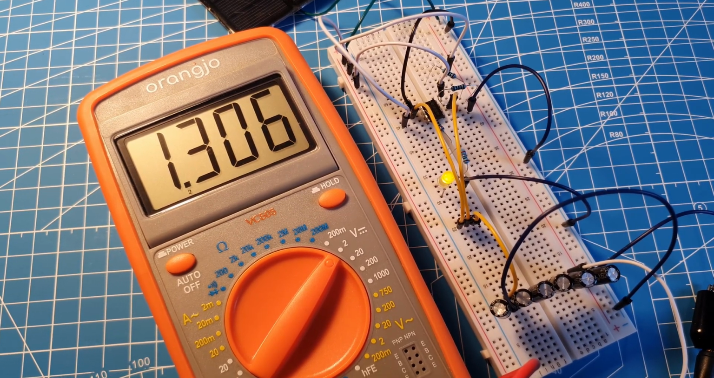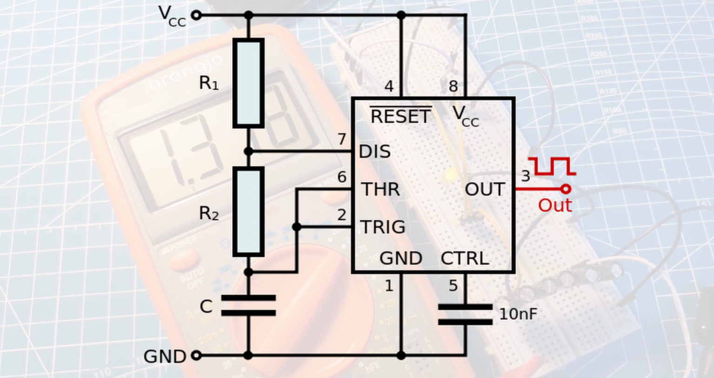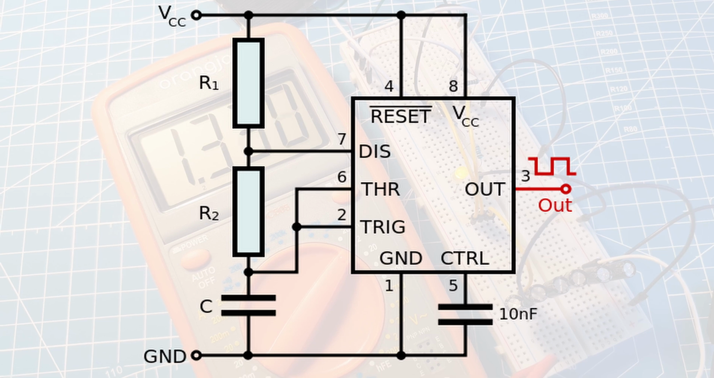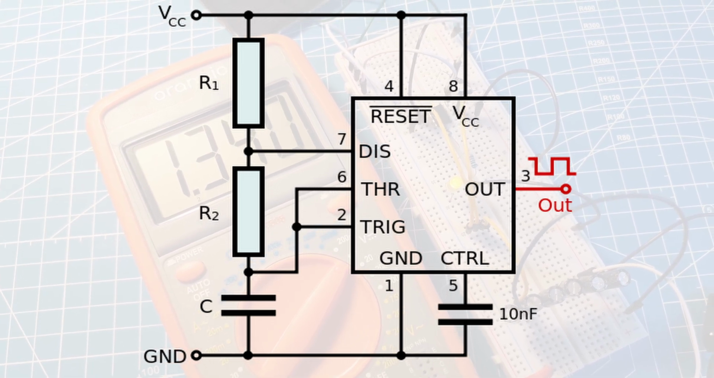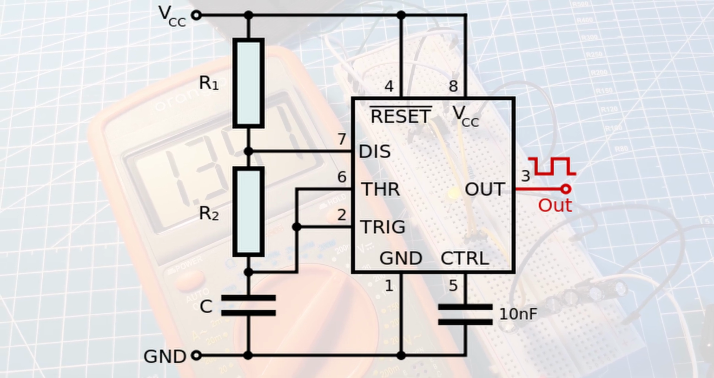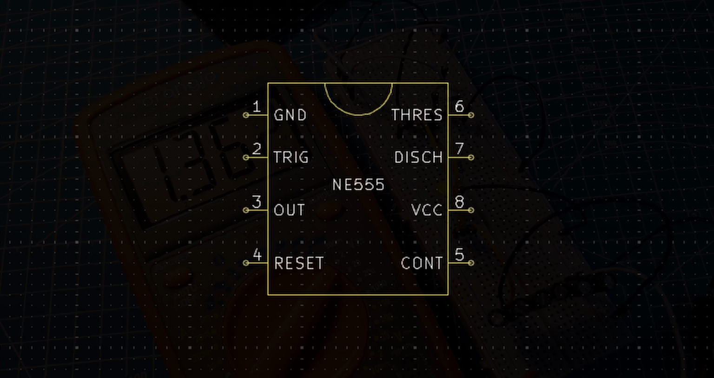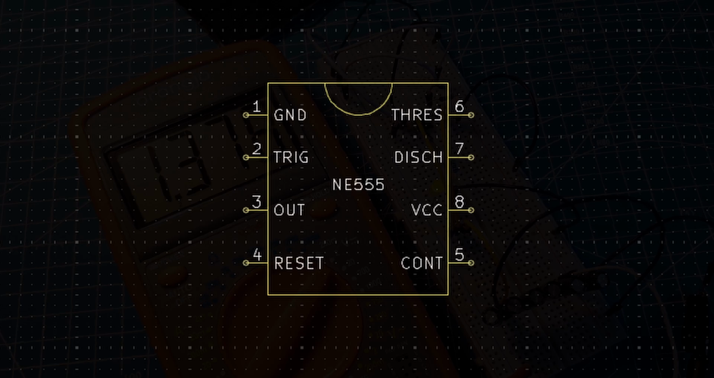I don't know. Here's a diagram of how the 555 timer works. What we are looking at is a circuit using the 555 timer in astable mode, just like the one we built. Note that you can also use it in monostable and bistable mode. Here is the pinout of the 555 timer. If you would like more details, I also left you some links in the description.